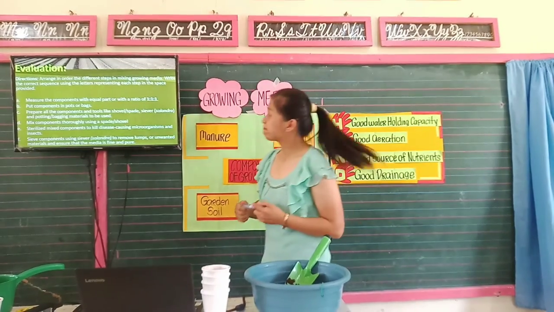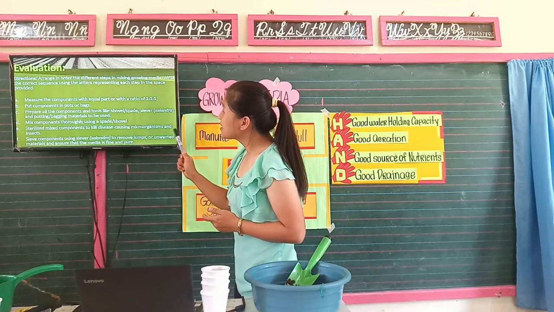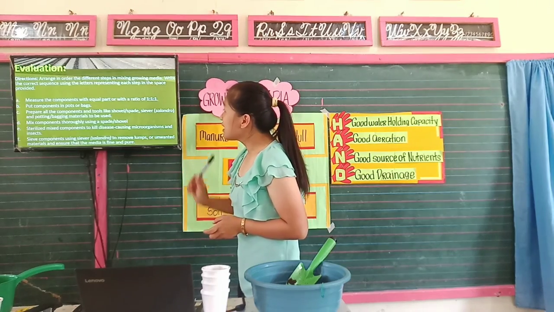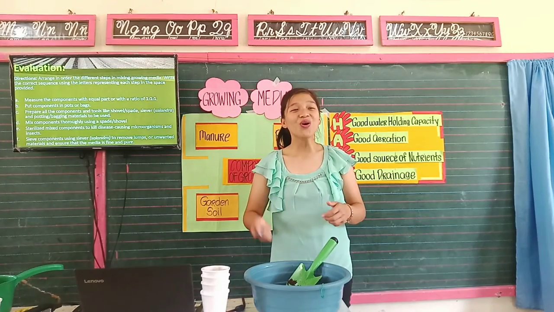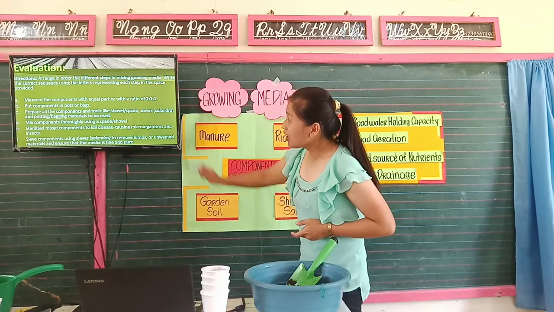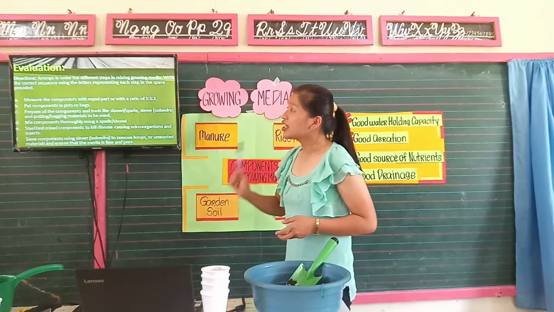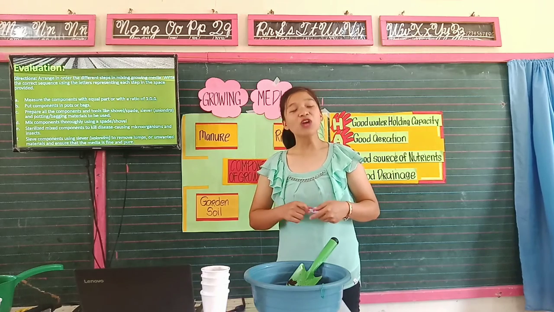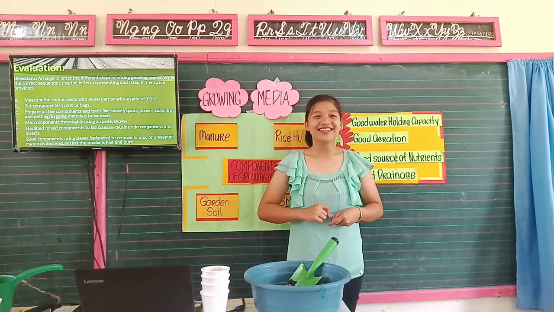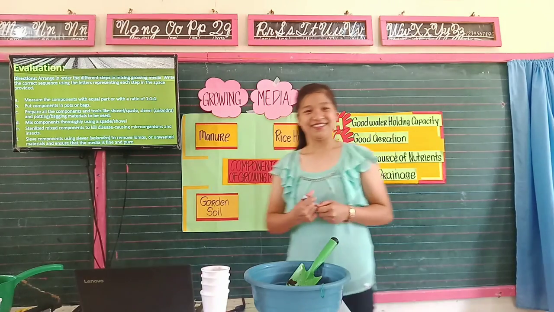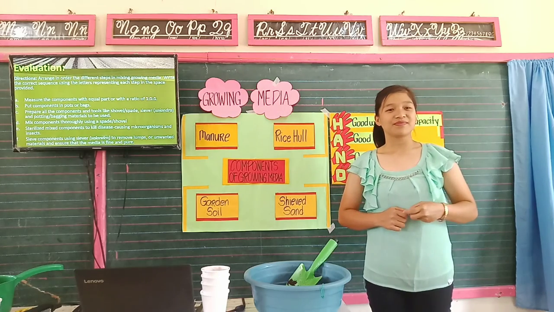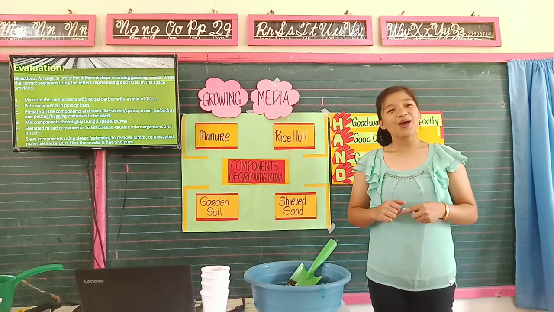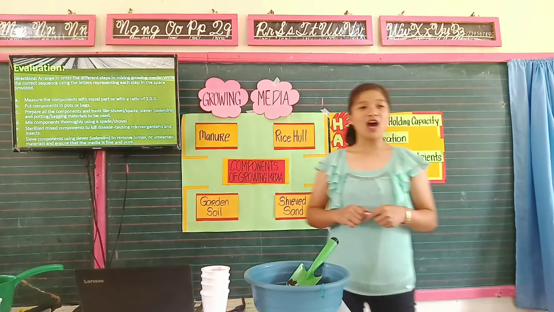Okay, for the directions, arrange in order the different steps in mixing growing media. Write the correct sequence using the letters representing each step in the space provided. You saw what we did a while ago. So here, you need to arrange in order the different steps in mixing growing media. After that, pass your papers and I will correct it later on. Okay? Do it now, class. Okay, class, pass your paper now.